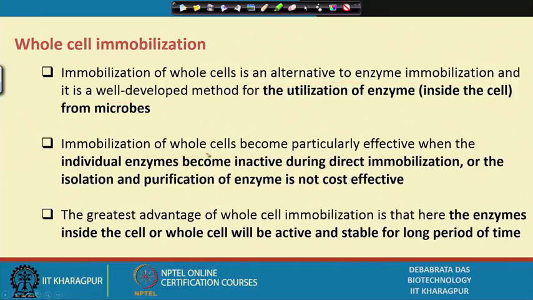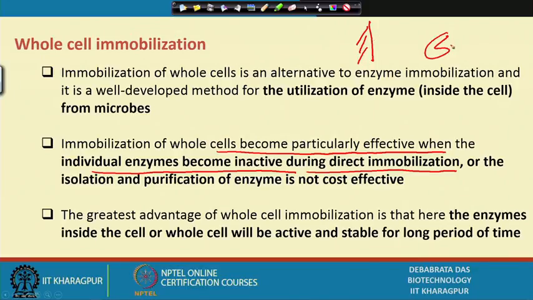The immobilization of the whole cell becomes particularly effective when individual enzymes become inactive during direct immobilization. What I mean is, suppose this is the solid matrix and this is the active site. If by chance the active site of the enzyme is fixed on the solid matrix, then the enzyme will be inactive. In the case of the organism, this does not happen, because this is the cell and inside the cell we have the biomolecules, so no such inactivation is possible.